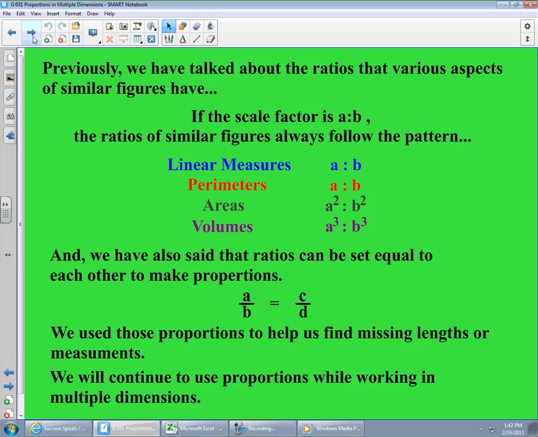Now, we were applying all of this information on similar polygons. We were using proportions. Proportions are the math of similar polygons. And we'd been using those proportions to help us find missing side lengths. We're still going to be using them to help us find missing measurements. It's not just side lengths anymore. We can use them to find missing perimeters, missing areas, missing volumes. It just depends on what the problem is actually needing.